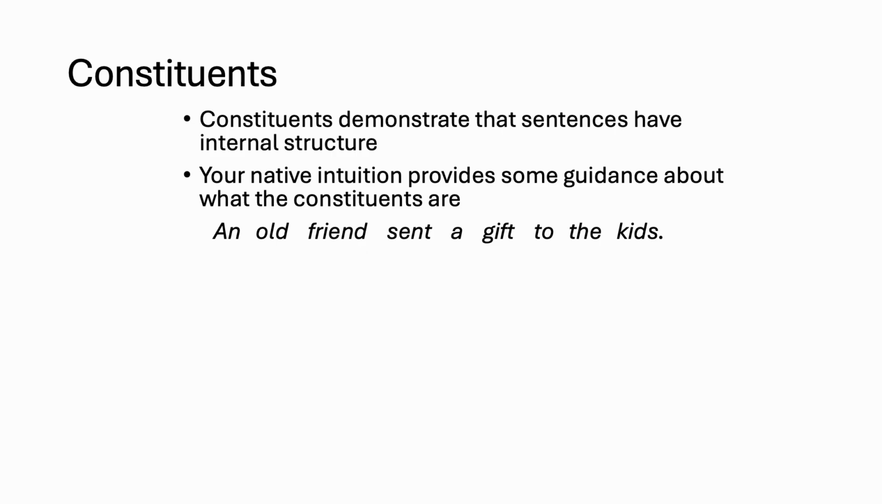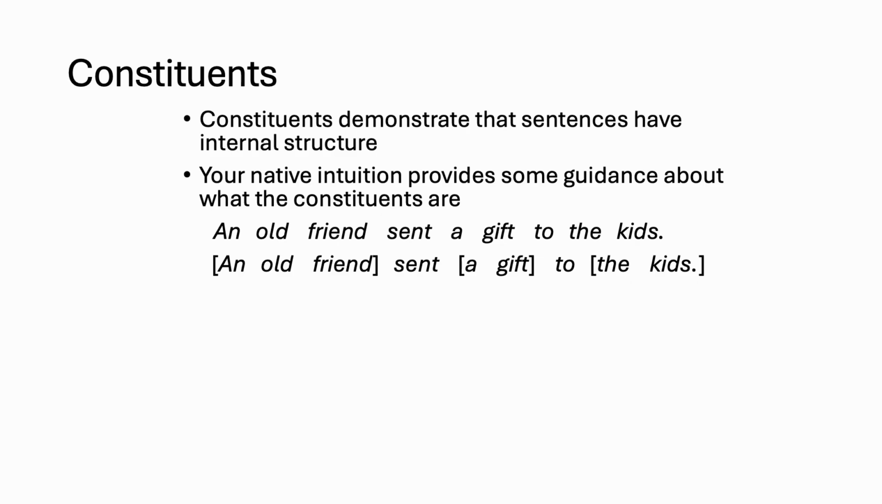So if we look at a sentence such as, an old friend sent a gift to the kids, what are the bits and pieces that are important? Well, we'll put brackets around the important constituents: an old friend, a gift, the kids. These are all noun phrases. Noun phrases are nouns and any adjectives or determiners that go with them. So an old friend: friend has an as the determiner, which is the article, and old as the adjective. A gift, gift and a. The kids, kids and the.